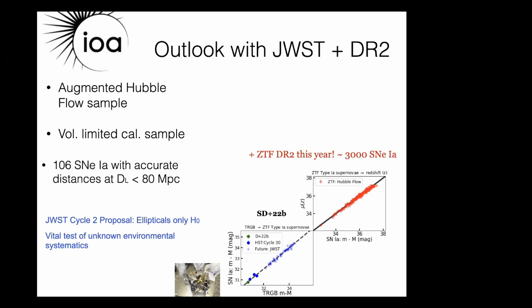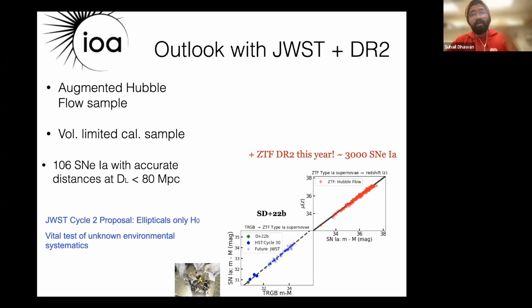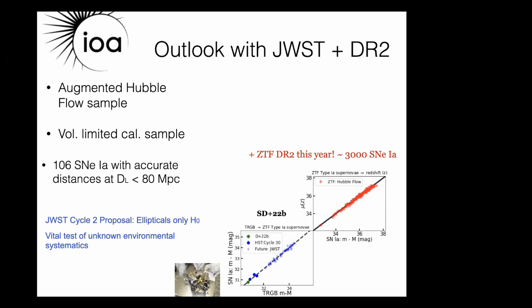Sounds like very good numbers then. Yeah, and they're all sky. So it's not like targeted follow-up, so you won't have aliasing issues when you're trying to model the selection effects for anisotropies. All right, thanks. Sweet. Awesome.